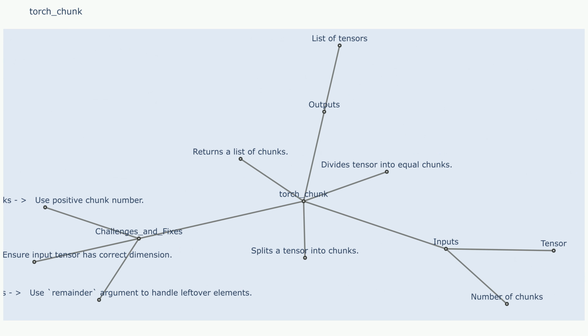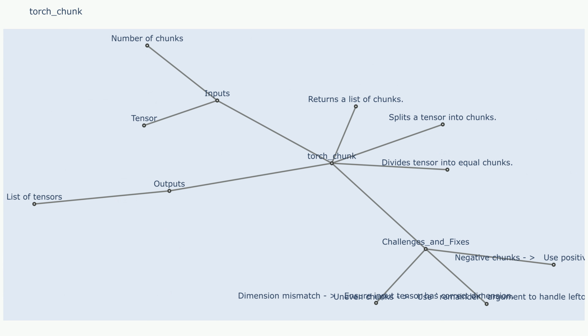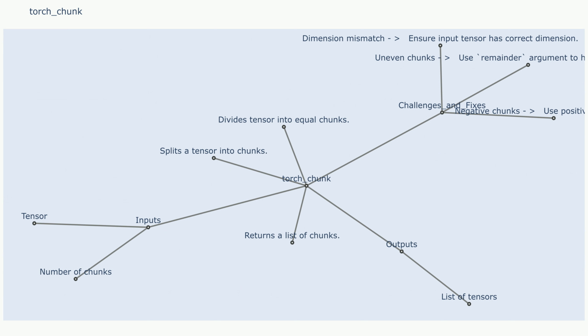Challenge 2: invalid chunks value. Sample use case: providing a negative or 0 value for the chunks argument. Fixes: this would result in an error. The chunks argument should be a positive integer.